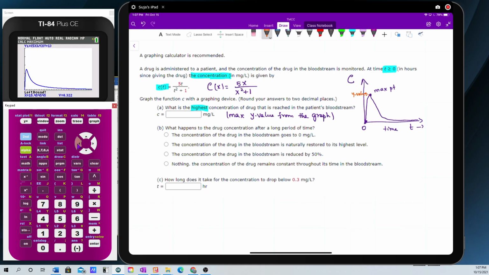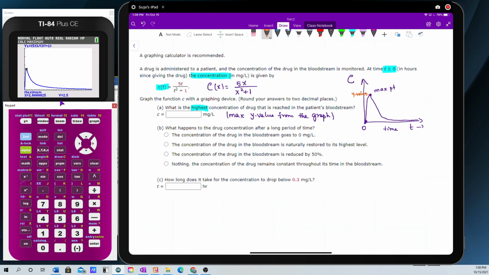Left bound. So bring the cursor to the left side of the point. Keep moving. Okay, that's better. Then to the right of the point. Enter. Oops, we didn't do that right. Second, quit. Go back to graph again and repeat it. Second calc, maximum. Left bound, enter. Enter. Enter again. That's the maximum point.